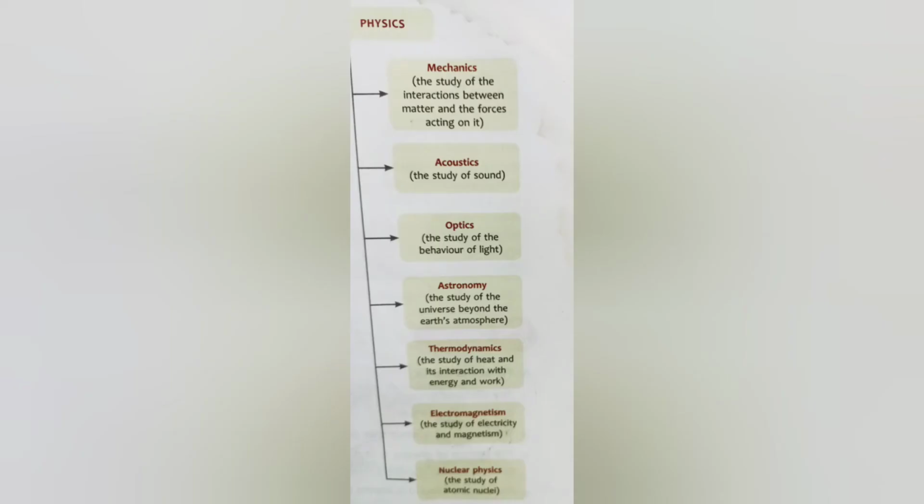Next, write the different branches of physics. The branches of physics you can see in your textbook page number 5. Here are the different branches. You have to learn the definition of all branches. It's like mechanics, the study of the interaction between matter and the force acting on it.